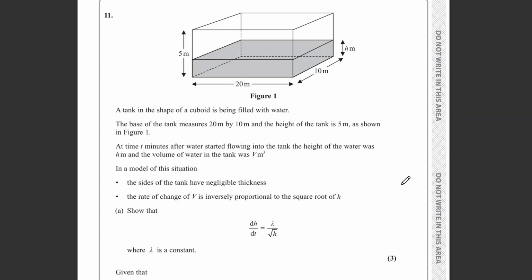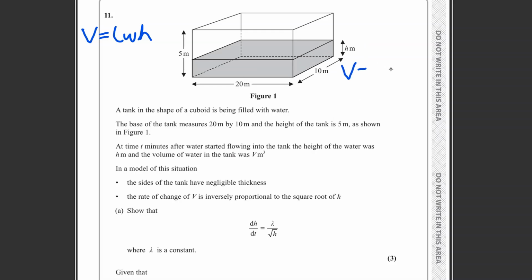Okay, so the way that we do this is we need to make our own differential equations. So let's start with the fact that the volume of water in the tank is V meters cubed. This grey cuboid here is the water in the tank. Now remember, the volume of a cuboid is equal to the length times the width times the height of the cuboid. Here we can see for this water, the length is 20, the width is 10, and the height is this h here. So we can say that the volume of water, which is V, is equal to 20 times 10 times h, so therefore V is equal to 200h.